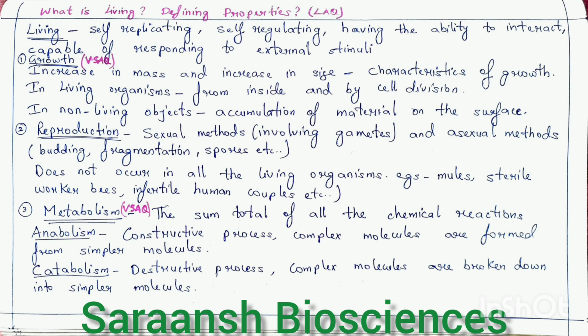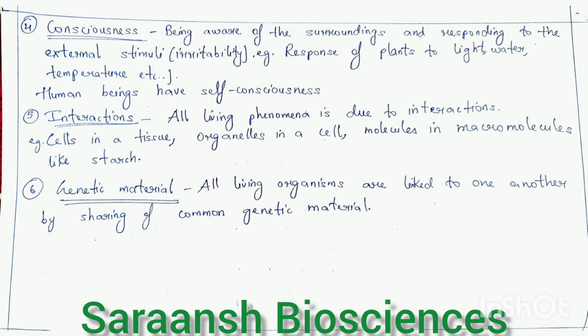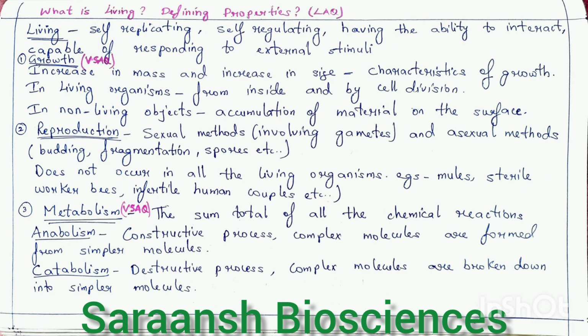So first of all, we have growth, then reproduction, we have metabolism, then we have consciousness, then interaction, then we have genetic material. So these are the properties that distinguish a living organism from non-living things. But out of these properties, which ones are the defining properties? What do you mean by defining properties? The properties which are present in all the living organisms, but absent in non-living things. So one by one we'll see all these properties and see which ones are the defining properties, right?